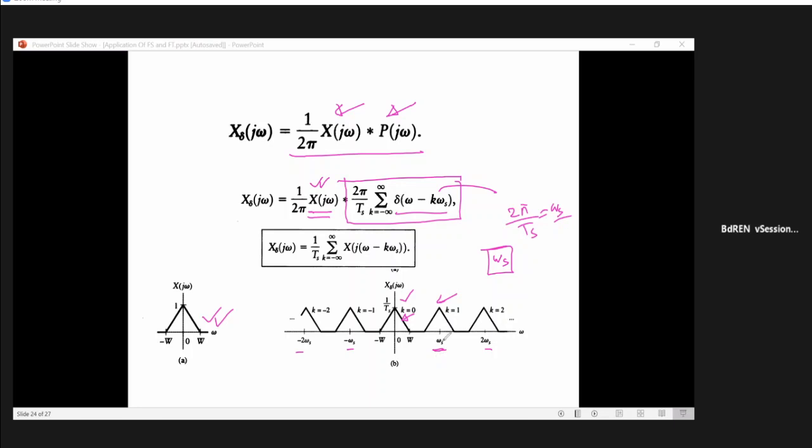Now the thing is, what is this point actually? This point is ωs minus W. Very good. Can you tell me what is the limiting case of ωs when there is no overlap? When W is equal to ωs minus W, then this edge will be coming here, isn't it? Yes, sir. For example, when these two spectra are touching each other at this point, then what will ωs be? 2W. ωs is equal to 2W.